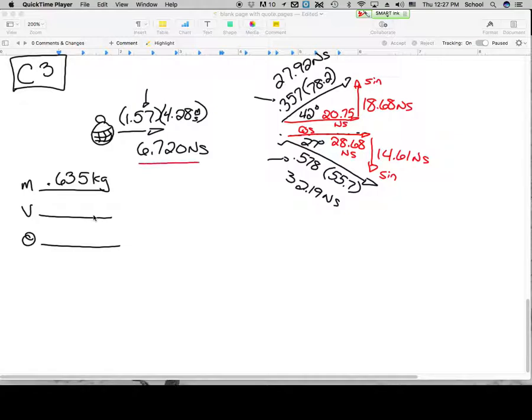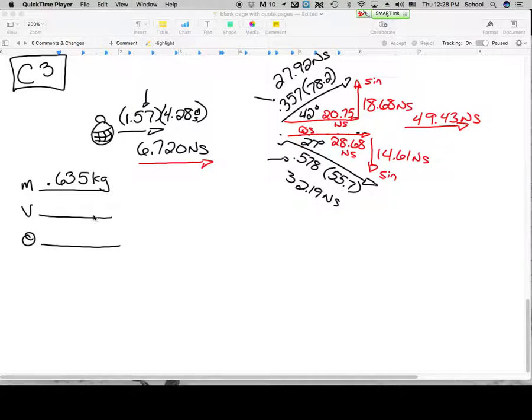We had 6.72 going straight forward. How much do we have going straight forward now? Straight forward now would be the 20.75 plus the 28.68. So we have a total of 49.43 Newton seconds going forward. So you're saying to yourself, wait a minute, we only had 6 before and now we have 49. No, we still have 6. How do we still have 6? We have a third chunk.